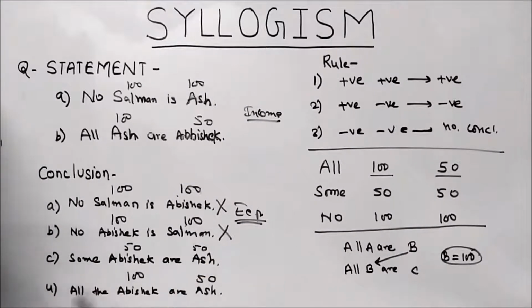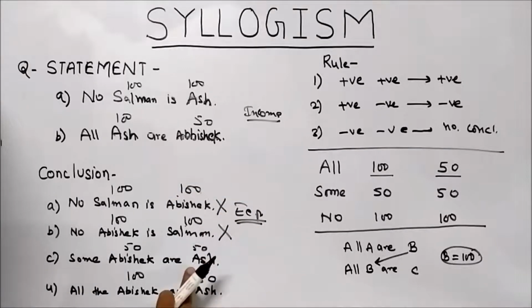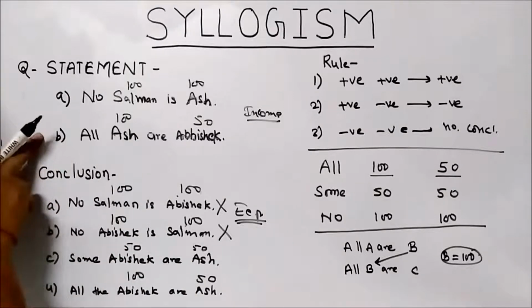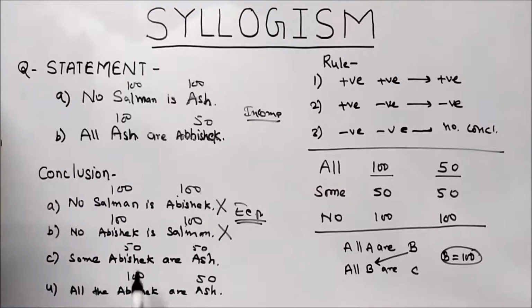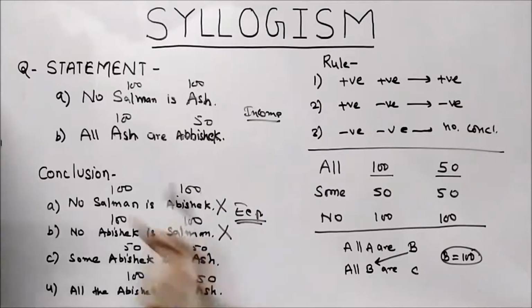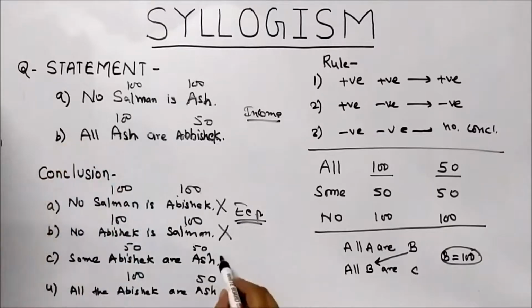Now check third statement. Some Abhishek are Ash. This element Abhishek is present in second statement and this element Ash is present in second statement. So we check only the second statement for this conclusion. Here Abhishek is 50. Here Abhishek is 50. Here Ash is 50. Here Ash is 100. Income is greater than expenditure. So this conclusion is true.